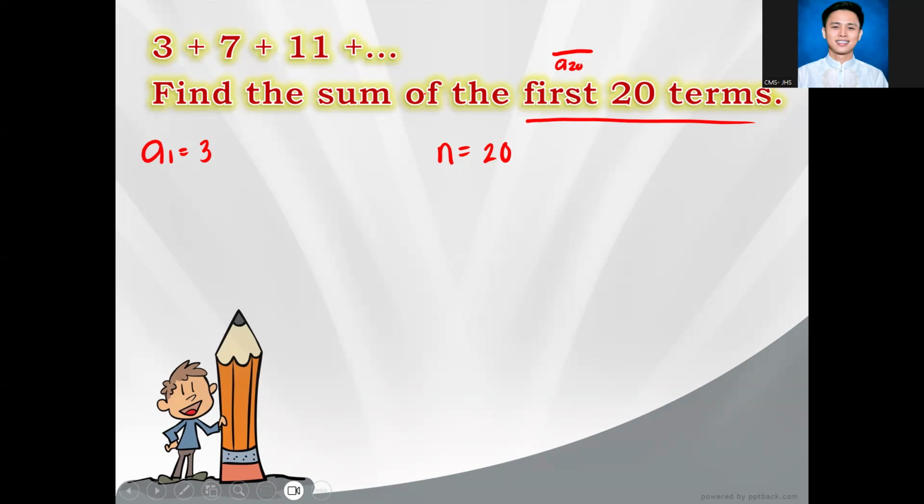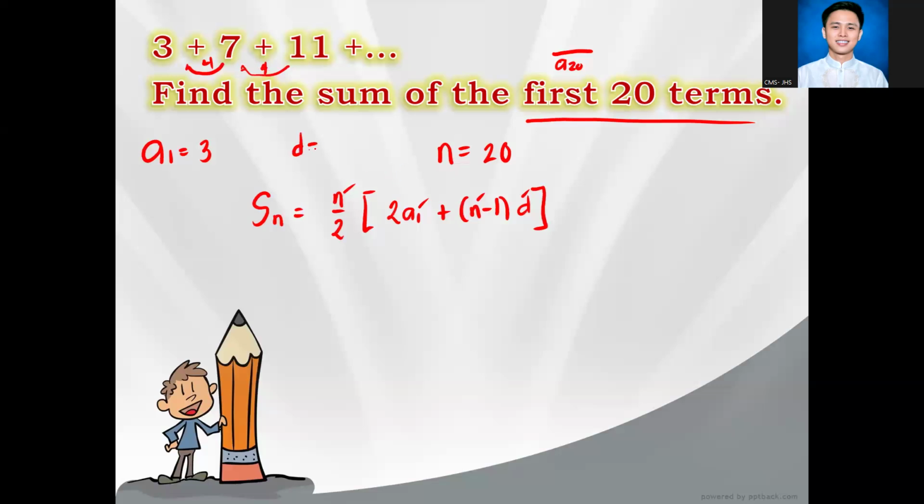What is the second formula? Let me write it here. S sub n equals n over 2 multiplied by 2 times the first term plus n minus 1 times the common difference d. Now, in this case, we have n. We have the first term. And we can have d, right? The common difference is 4, as we subtract from right to left, we will get 4 as the common difference between two consecutive terms in this given sequence. So d is 4. Therefore, we can make use of formula 2.